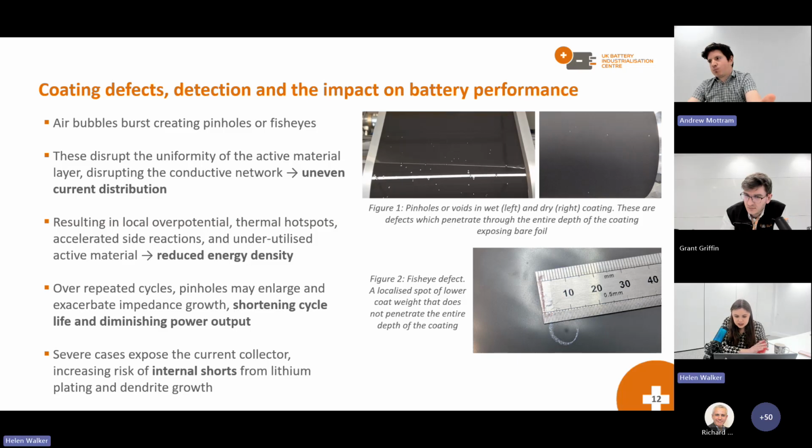Okay, we have a question. You talked about defects arising from slurry coating that could impact electrode performance. What is the size range of these defects? I think I'm going to pose that question to Grant.